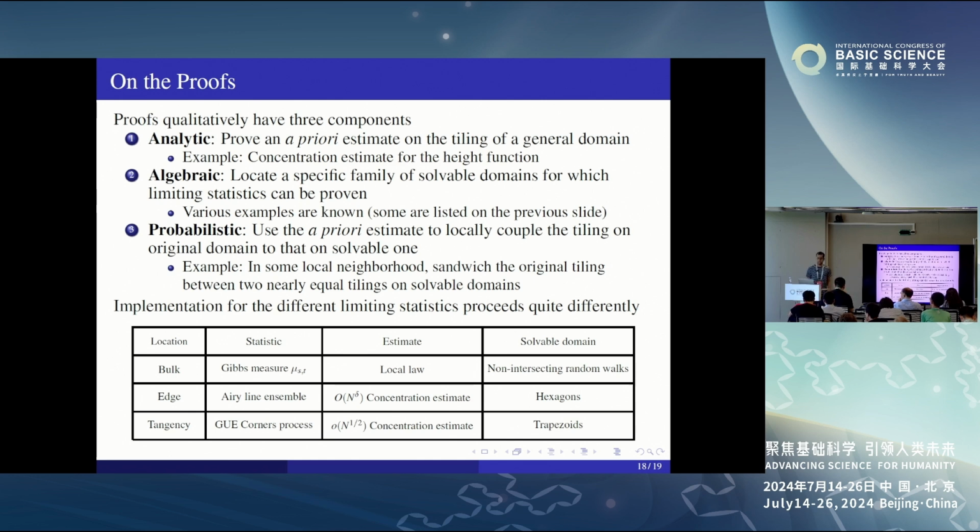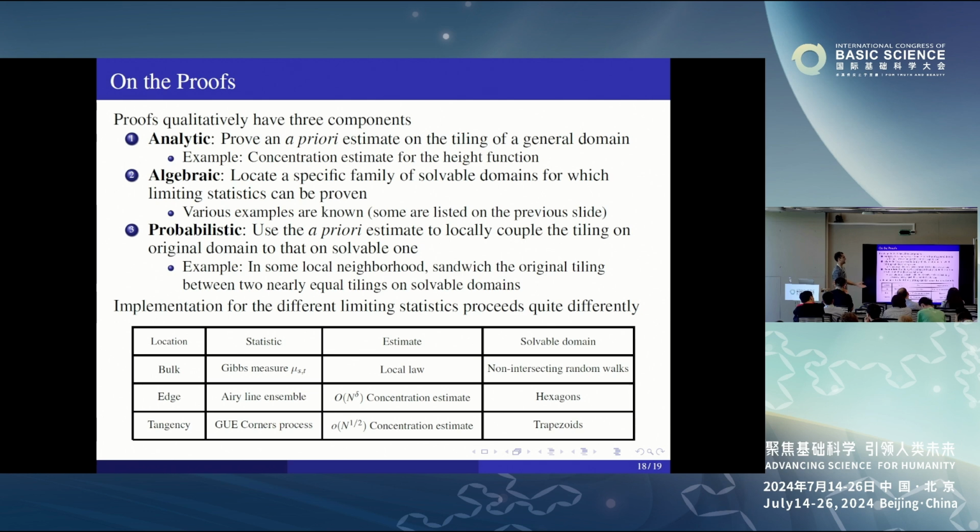And the proofs, qualitatively, so I mentioned that there were 3 regimes, even though I only had time to discuss one of them, the bulk of the liquid region. There was the facet edge, where the random region becomes frozen, and the tangency locations, where the liquid region becomes frozen. On a very high and maybe impressionistic level, there's some unifying theme to the proofs in all of these 3 regimes, which is that they have 3 components.